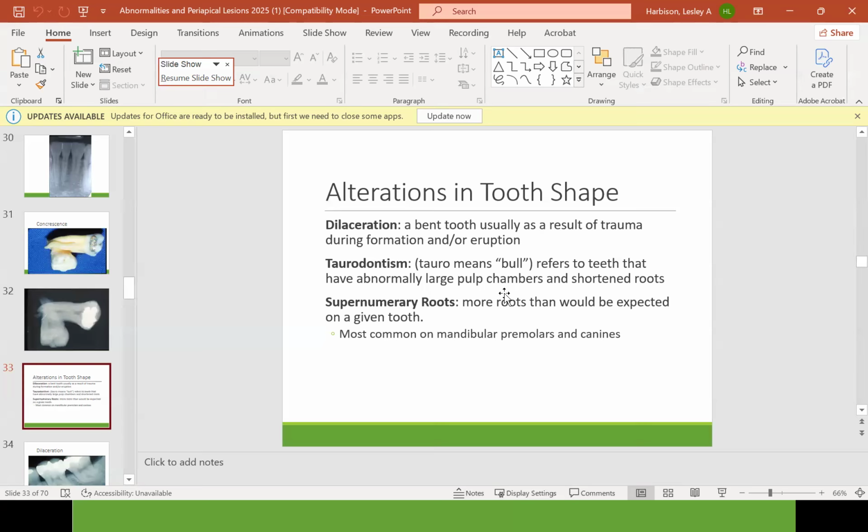So that's taurodontism. And then supernumerary roots, more roots than you'd expect to see. On a mandibular molar, you'd expect two roots. If there was a third, that would be a supernumerary root. Sometimes there are roots that only have one root, and if it's bifurcated, that's supernumerary.